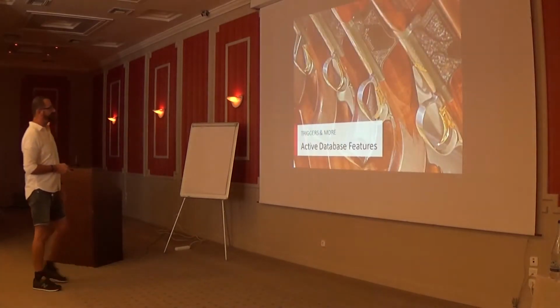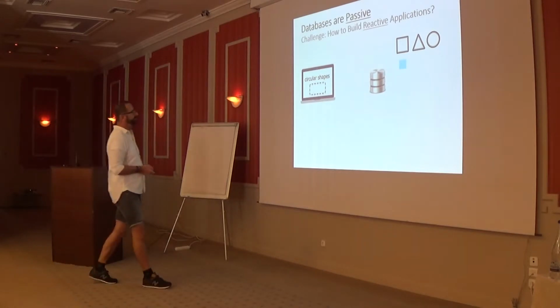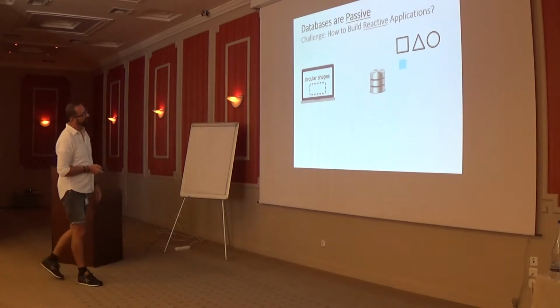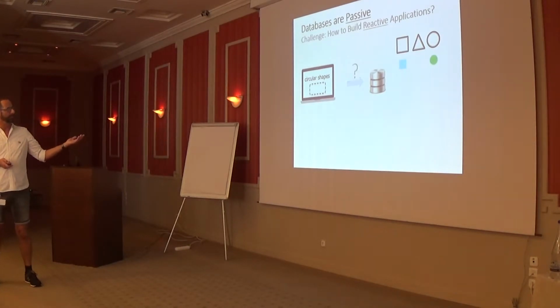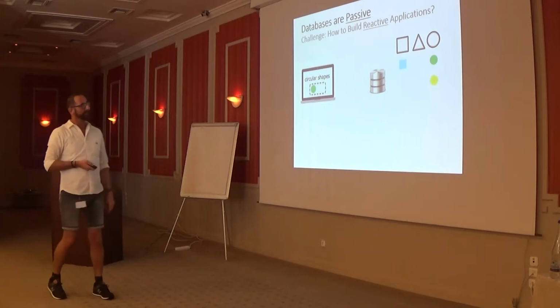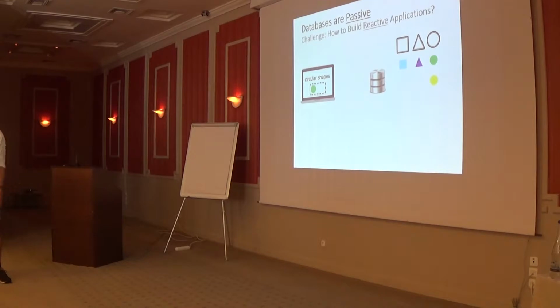Okay, so going further, active database. This is an animation which is supposed to illustrate how things are done today. So if you are interested in circular shapes, you need to ask the database. If then something is updated within the database, and there are other circular shapes, you have to ask again, and then you get the complete answer again. But you are not informed when something happens within the database.